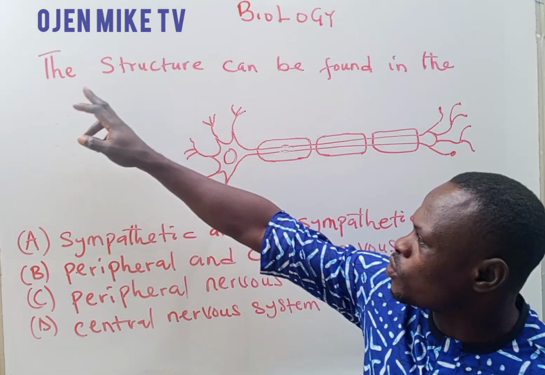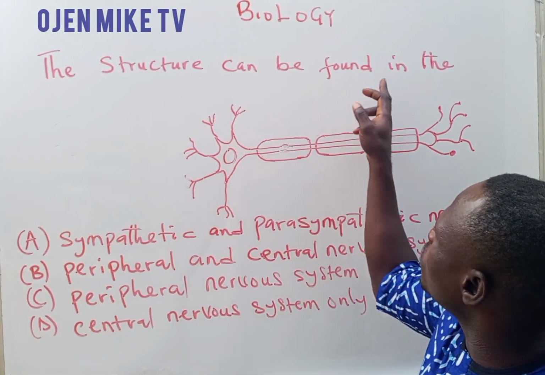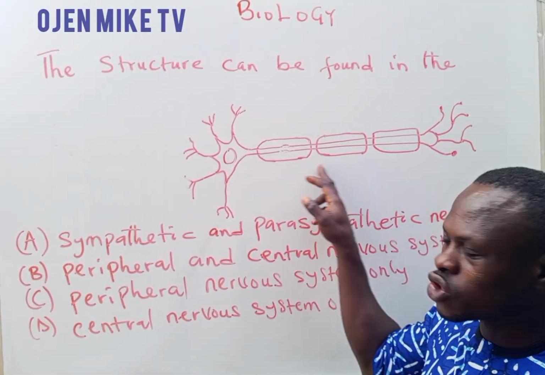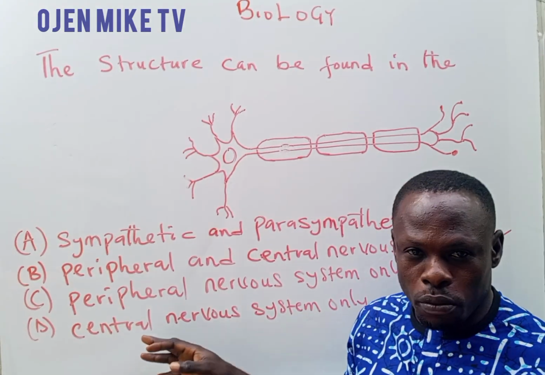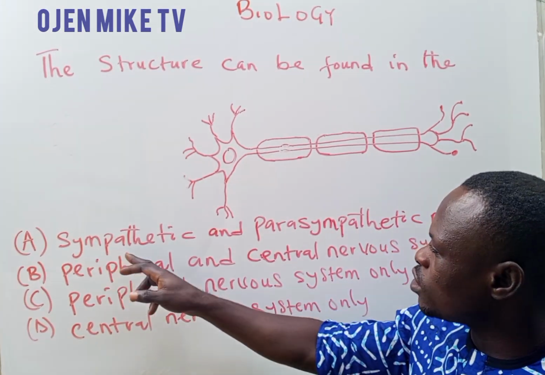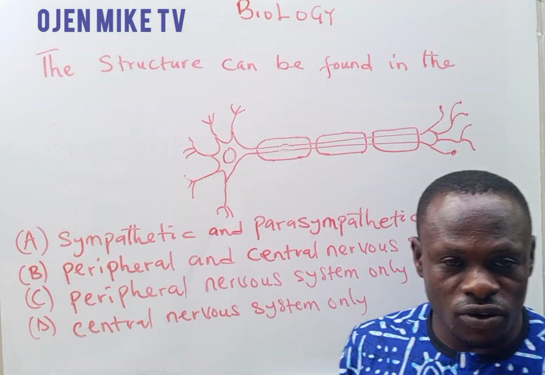I have a question here. The question says that the structure can be found in the where. Look at this structure. Where can it be found? Now we have different options here. The options are the sympathetic and the parasympathetic, the central nervous system only.